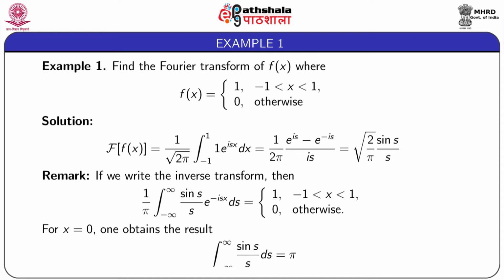So, this integral starts from minus 1 to plus 1, and this is given by 1 by root 2 pi into e to the power I s minus e to the power minus I s divided by I s, which is equal to root over 2 by pi sin s by s. So, this is the Fourier transform of the given function.